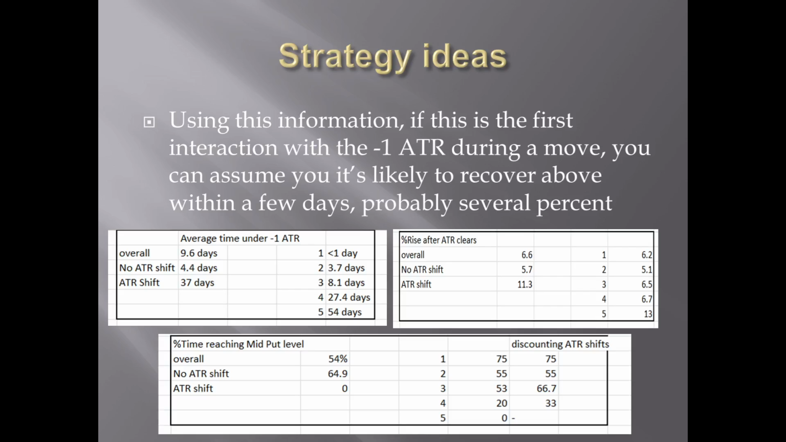Okay, so using this information, right, like I said, you can probably assume that you're going to recover back above the ATR within a few days, probably by several percent, right? So average time under, you know, 4 days for your category 2s. How much of a rise do you get? Like I showed you earlier, about 5 to 6%. And then is it going to reach your put trigger, mid put trigger? I mean, looks pretty likely.